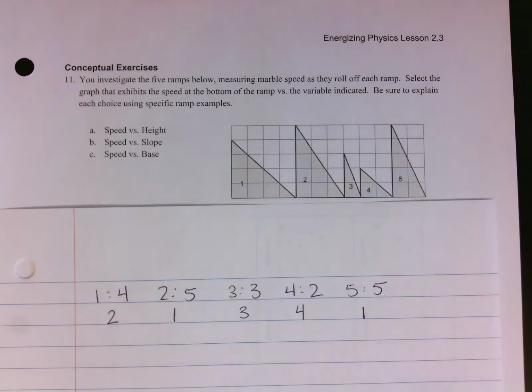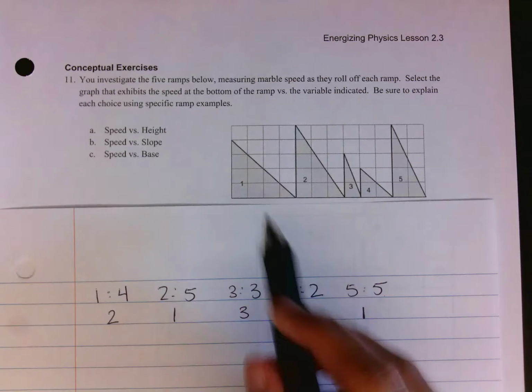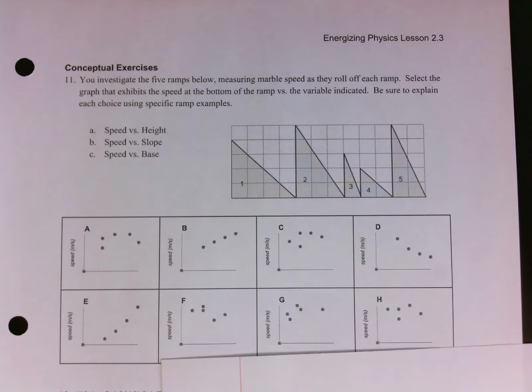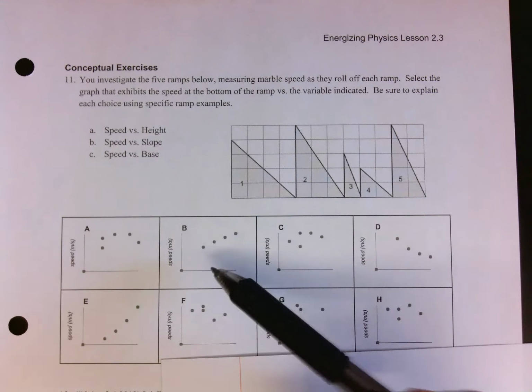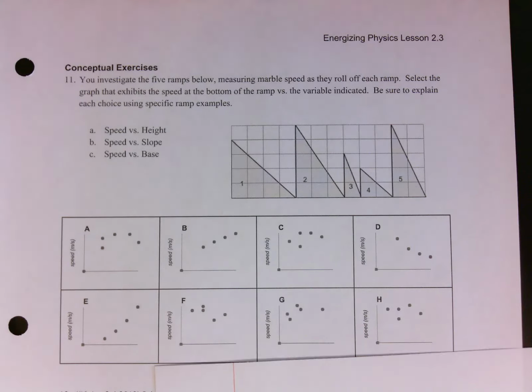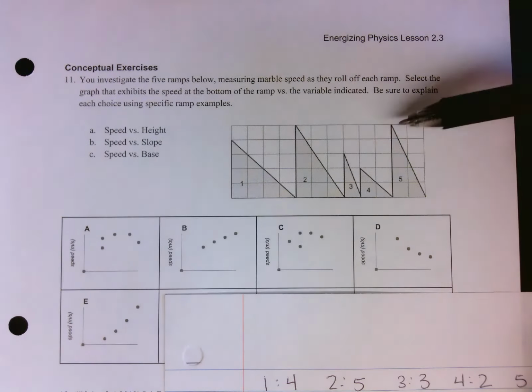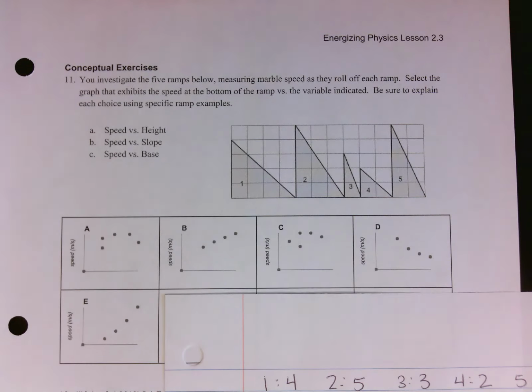And from this ranking, we can see that there are only 4 points because there are only 4 different heights. And the only graphs with 4 points on them are E, B, and D. From what we know, the highest height correlates with the highest speed, so it cannot be D because it shows that the highest height has the lowest speed. So D is not correct.